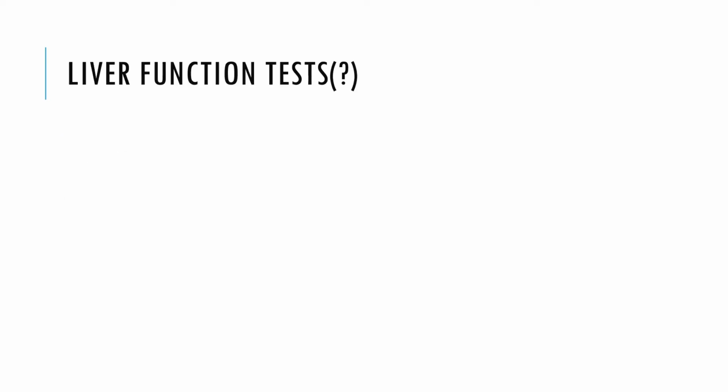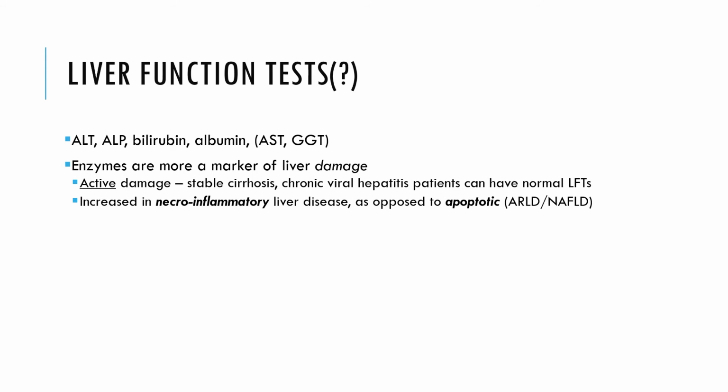So what do we get when we request liver function tests? Well, more often than not, you'll get ALT, ALP, bilirubin and albumin, and some centres might include AST and/or GGT as standard. Now, the enzymes that form this, so the ALT, ALP, AST and GGT, are not a marker of liver function, but rather a marker of liver damage. And beyond that, they require active damage.